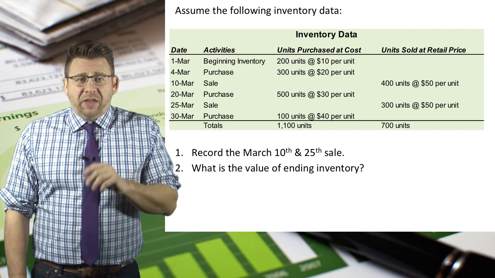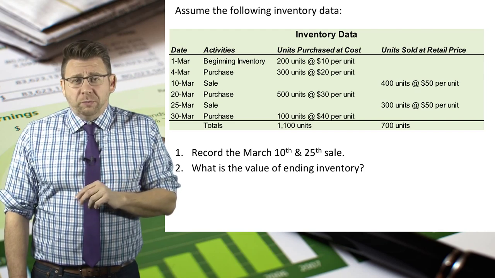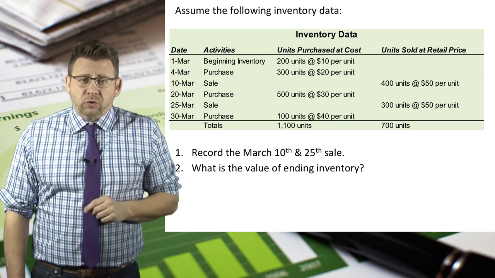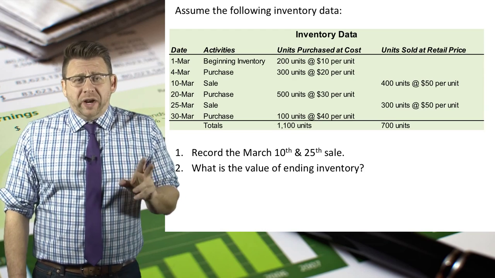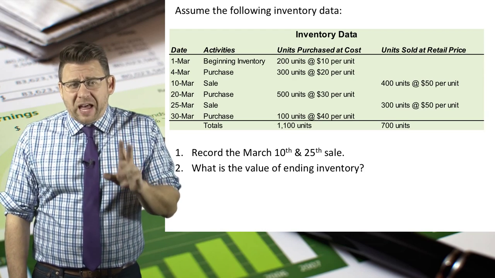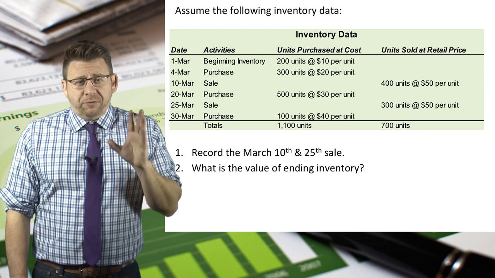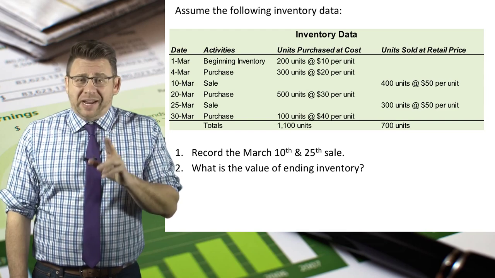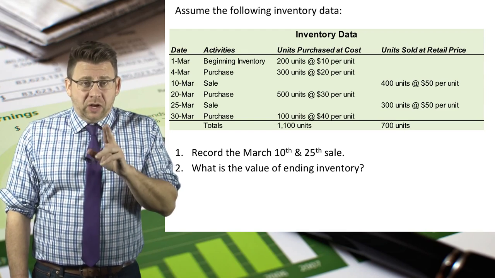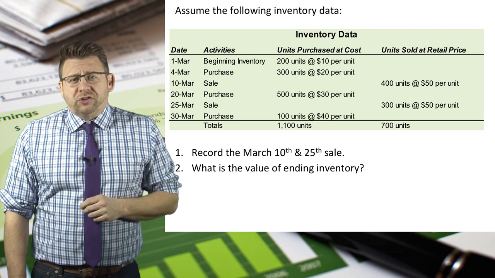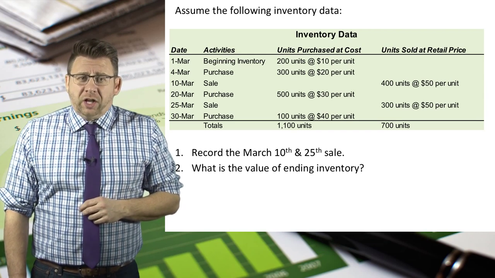We need to figure out the cost of goods sold by applying LIFO valuation to our data, and we'll do that shortly. March 20th, we purchased an additional 500 units at $30 each. March 25th, we sold 300 units at a price of $50 each. Again, we need to figure out the cost. Finally, March 30th, we purchased 100 units at $40 each.